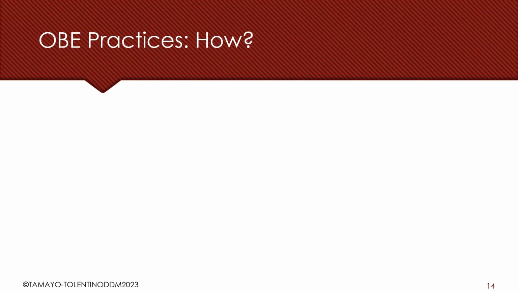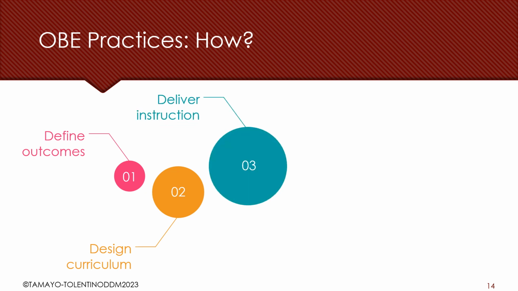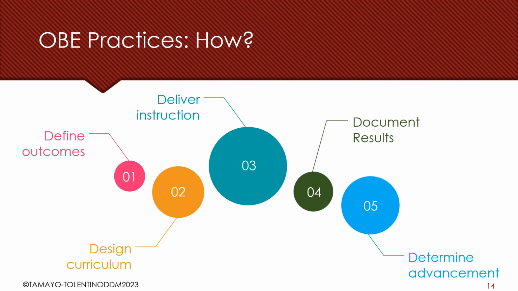How do we do OBE, or how do we use OBE in practice? How do we use OBE when designing instruction? The first step is to define the outcomes, because again, outcomes provide clarity of focus and dictate all decisions that must be made about the curriculum. Second, design the curriculum based on the outcomes defined. Third is to deliver the instruction. Fourth is to document results. And lastly, determine advancement. You will see in the succeeding presentation that this OBE practice is in line with the steps in creating instructional design.